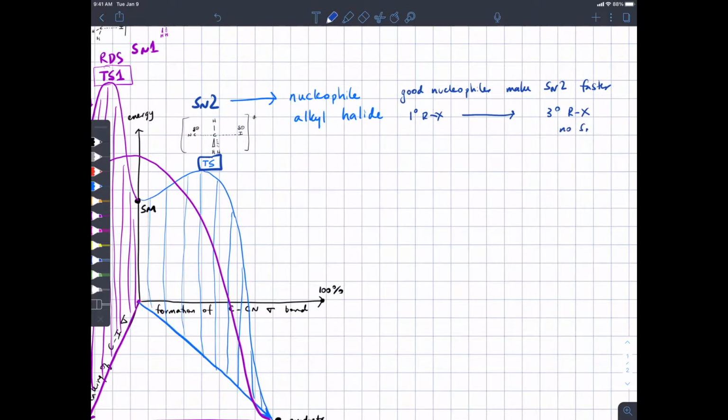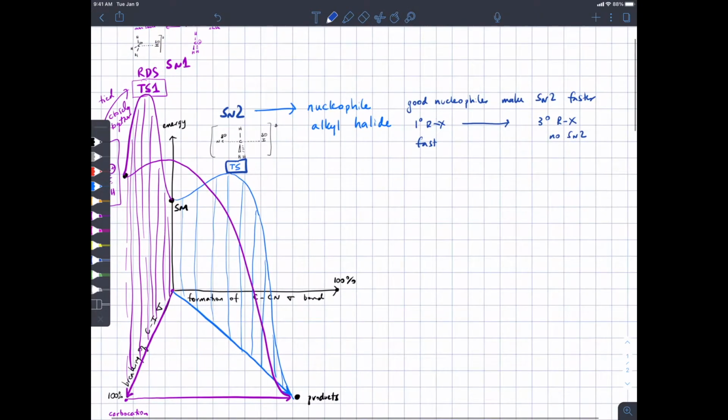Right? And we drew this in last time's notes, so I'm not going to reproduce it. For secondary alkyl halides, it's somewhere in the middle. It's a little bit slower. And whether or not you go through SN2 or SN1 for a secondary alkyl halide is really going to depend on what the nucleophile is. All right? And we said the reason for this is sterics.